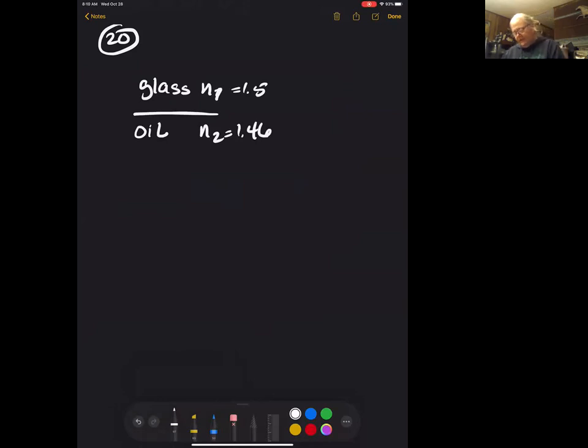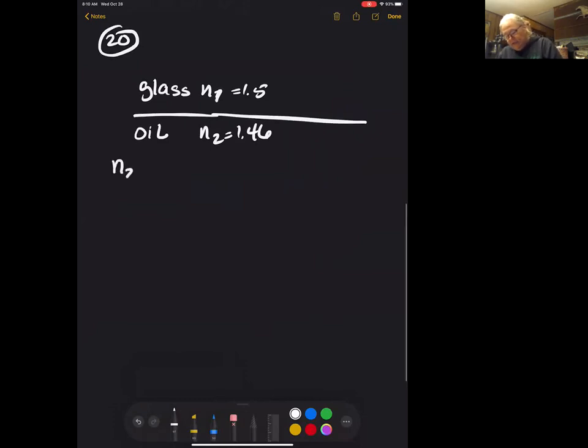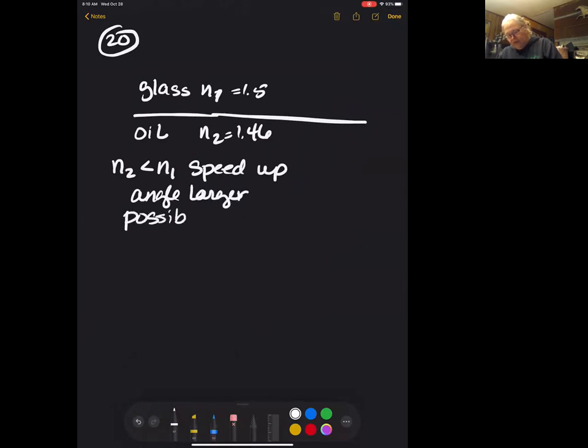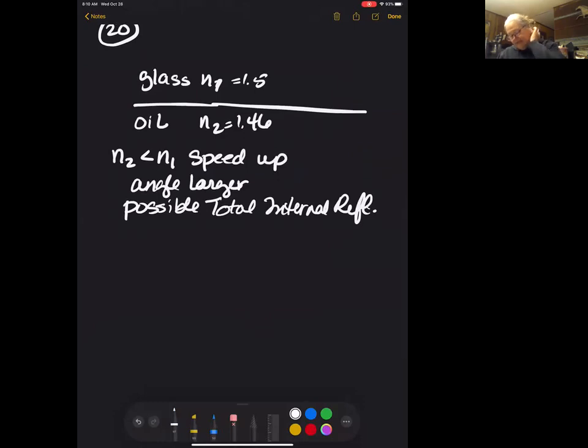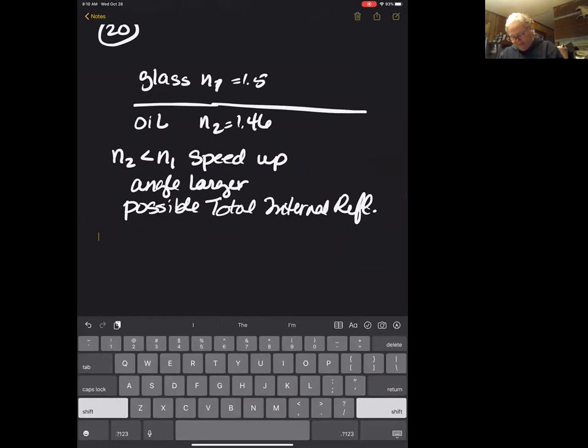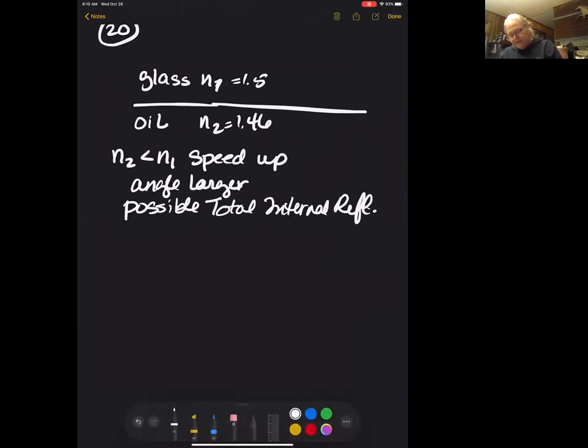Okay. So I've got light coming from the glass into the oil. Since n2 is less than n1, the light is going to speed up, so the angle is going to get larger. So possible total internal reflection. I'll let you guys write that out. All right, now that means I need to find the critical angle. That's what the problem is asking me for.